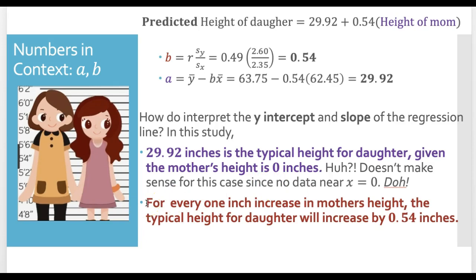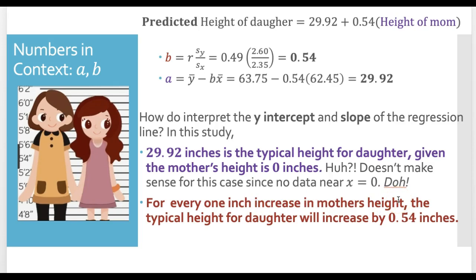Okay, and so what we're saying here, because we say for 1 unit increase, remember everything's in inches here. Right, we need to keep track of the unit of measurement here. So it says for every 1 inch increase in mother's height, okay, the typical height of daughter will increase by 0.54 inches. Okay, so what that's saying is that it's our rise over run. So remember the explanatory variable, which is on the x-axis, that's our run. So we're just moving over 1 in the x direction, right? So this is 1 inch increase in mother's height. Okay, so that's our run.